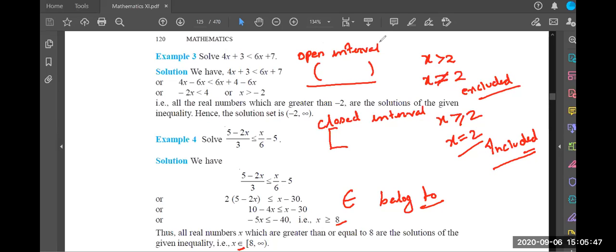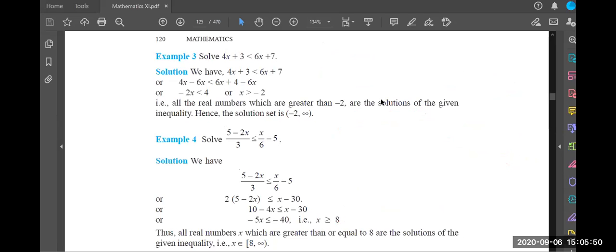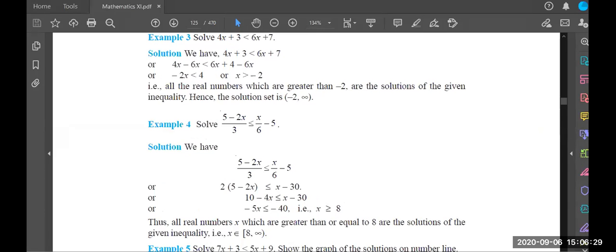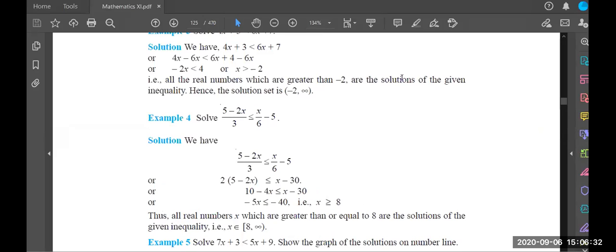Okay, everyone. Let's solve one more problem, one last problem for today. Solve this. You don't have to write on the graph, you just solve it. And graph means number line. Example 5: 7x plus 3 is less than 5x plus 9.